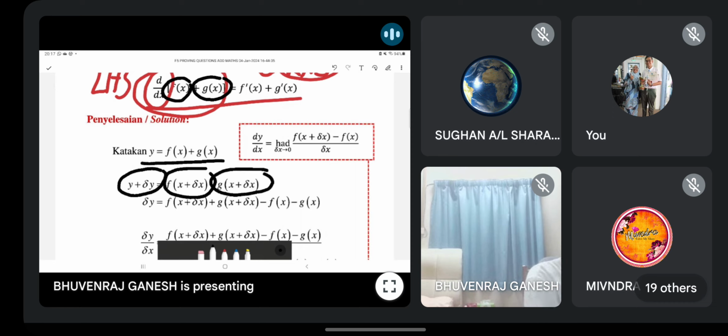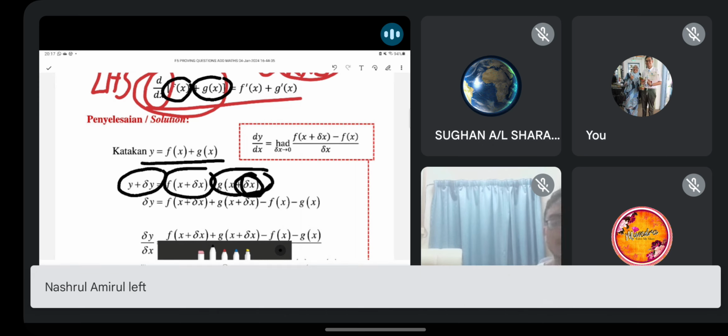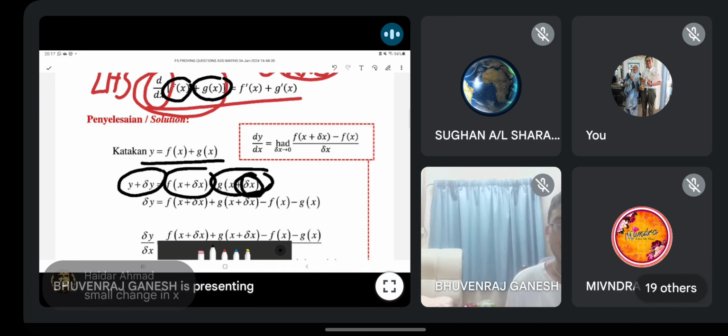Okay, how did they get it? Why do they put delta x, guys? Can anyone tell me why we must use the symbol delta x? Why must I put this one? Can anyone give me a reason? Very good, a small change in the value of x.